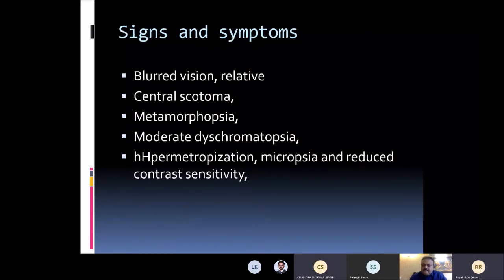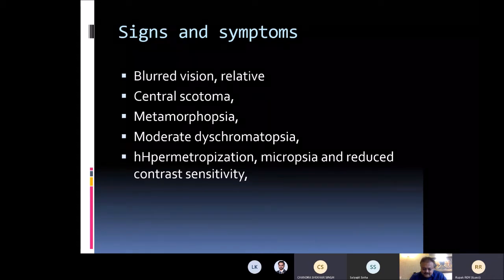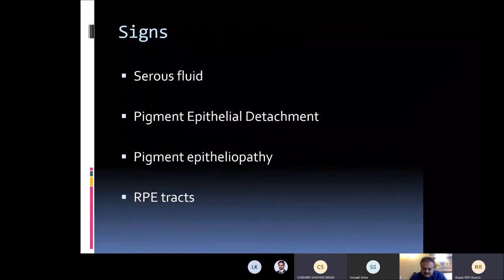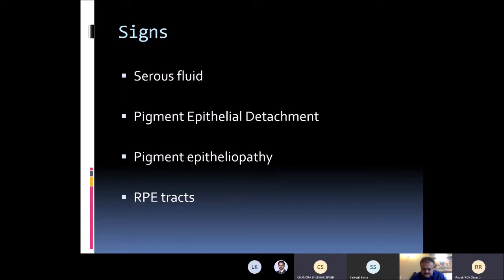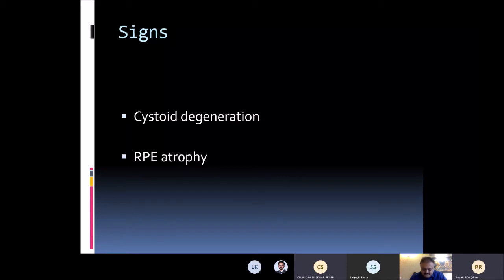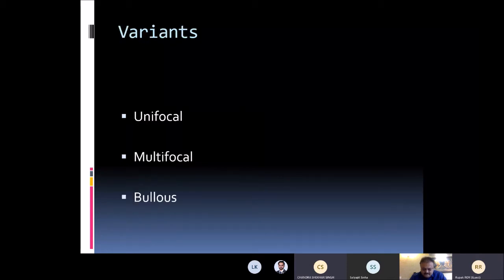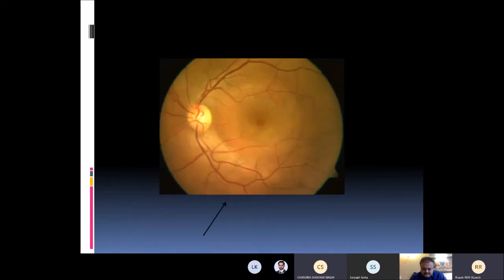What are the signs and symptoms? It can have blurred vision, a relative central scotoma, metamorphopsia, moderate dyschromatopsia, hypermetropization, micropsia, and reduced contrast sensitivity. Signs could be serous fluid, pigment epithelial detachment, pigment epitheliopathy, RPE tracts, cystoid degenerations, and RPE atrophy. Variants are unifocal, multifocal, and villous. So this is a classic case of a CSR.